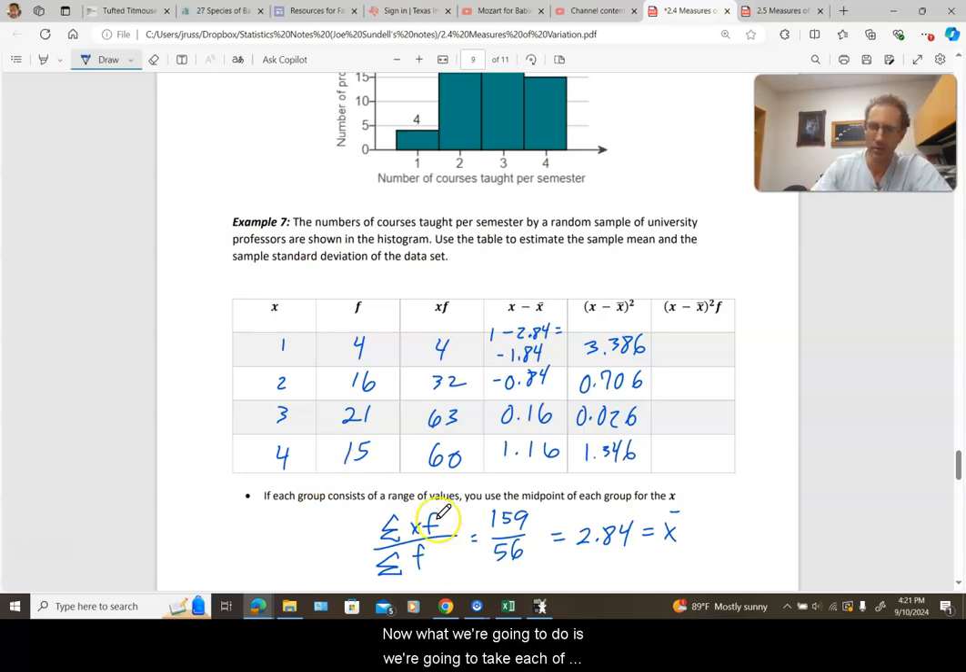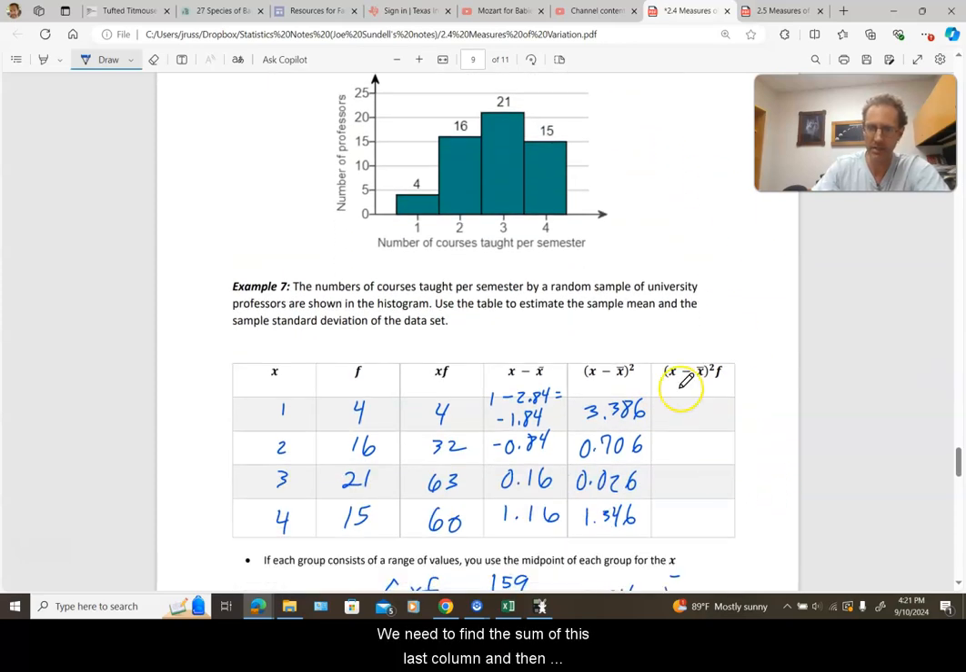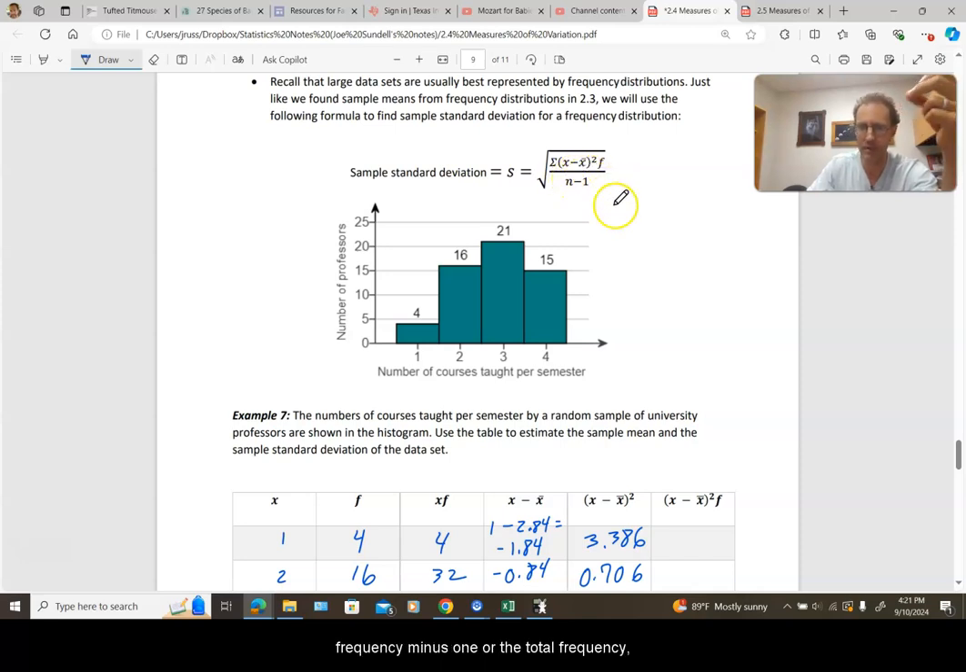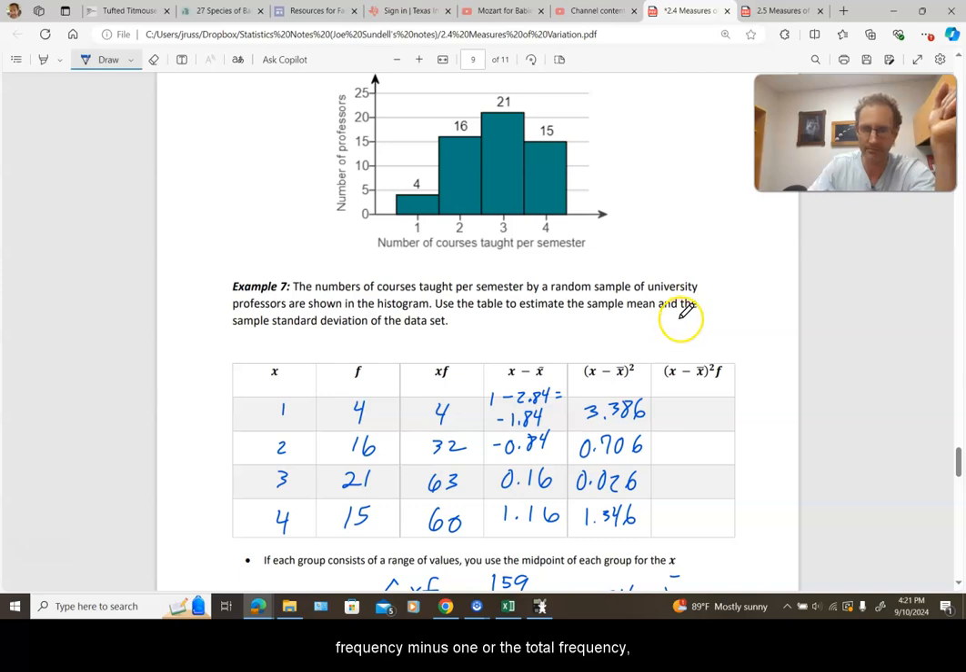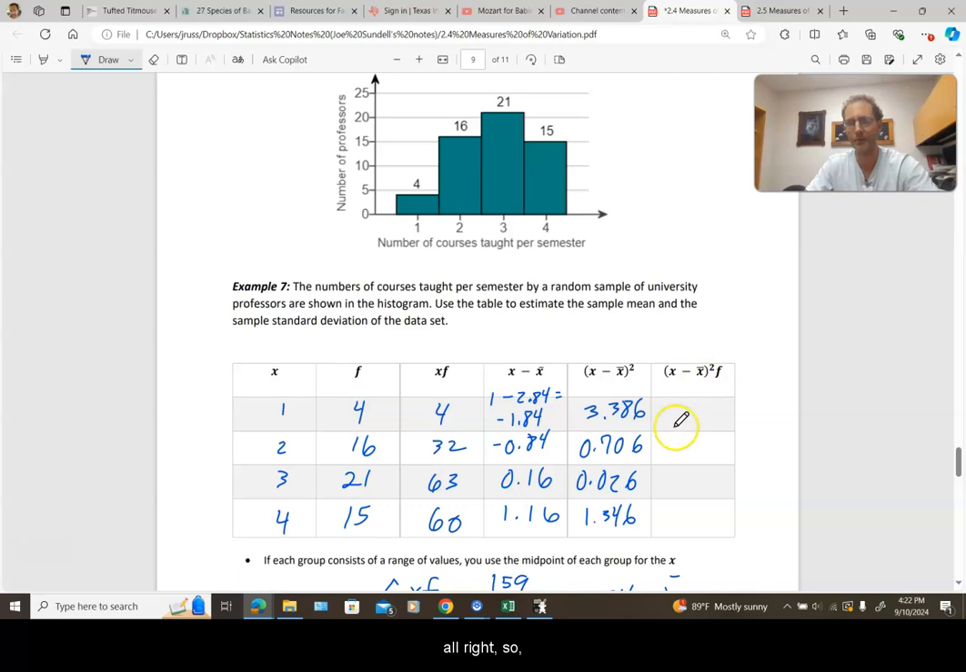Okay. Now what we're going to do is take each of these squared deviations and multiply by the frequency, and then we'll add all these up, because that's what the formula says. We need to find the sum of this last column, and then we'll divide by n minus 1. Well, technically this should be the frequency minus 1, or the total frequency, which is the same thing as the sample size. Okay, so anyway, all right.